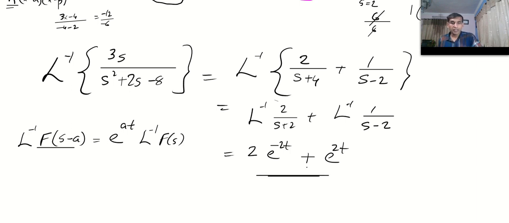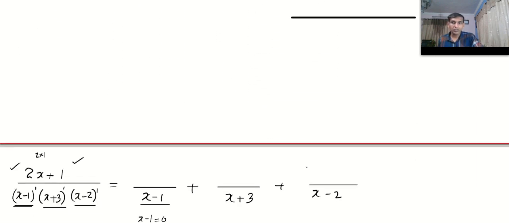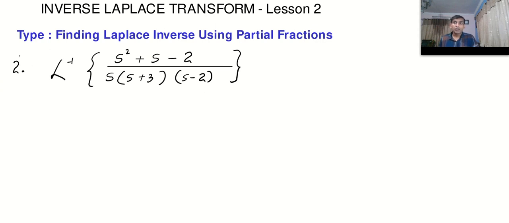So that's it. Now let's go for another question. Find the Laplace inverse of s square plus s minus 2 divided by s, s plus 3, s minus 2. Come on. What's the first thing to do? You can see that it is type 1. You have to identify the type. It is type 1 because the degree is 1, 1, 1. Now this is so easy.